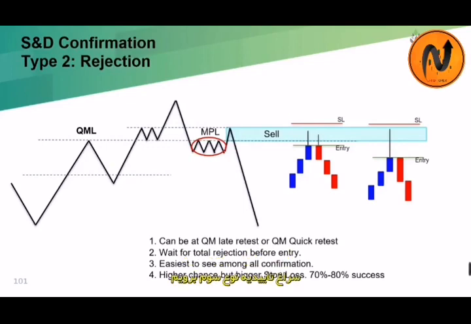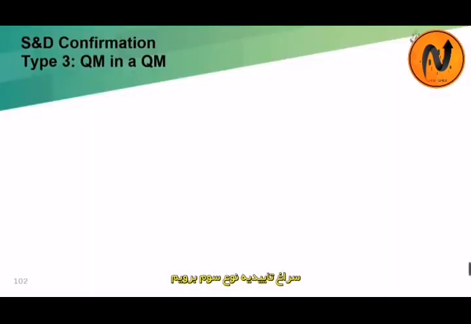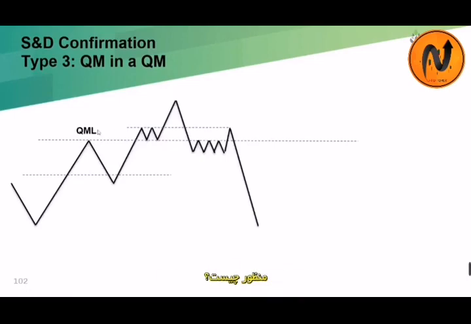All right, so next we go for type 3 of confirmation. And of course, this is my favorite. I let you know, I didn't put any star here. So this is my favorite confirmation. It's type 3, the QM in the QM, meaning Quasimodo level in the Quasimodo level. So what does it mean? Let's assume that we have a Quasimodo level over here.